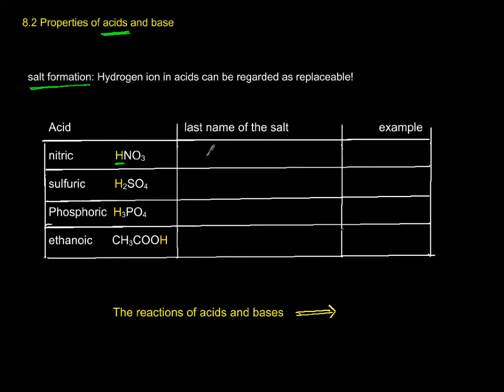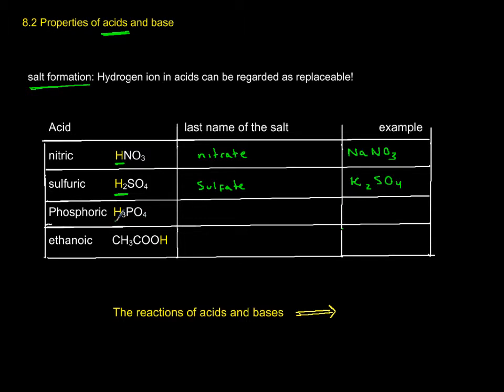What is the last name of the salt that you will form? Nitric acid becomes something nitrate. So if you replace hydrogen with sodium, which is group 1, you will form sodium nitrate, NaNO3. Now, sulfuric acid is diprotic. It has two hydrogens that can be replaced. And the last name, when it becomes a salt, is simply sulfate. If I replace it with potassium, group 1, then I will have K2SO4, potassium sulfate.